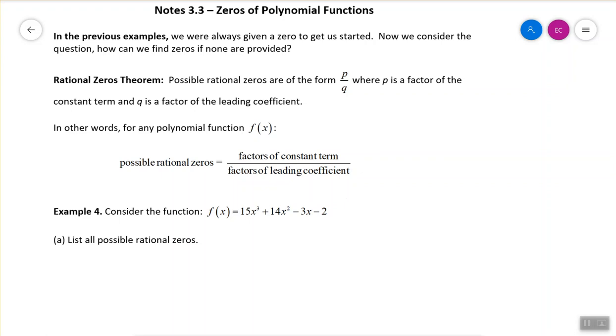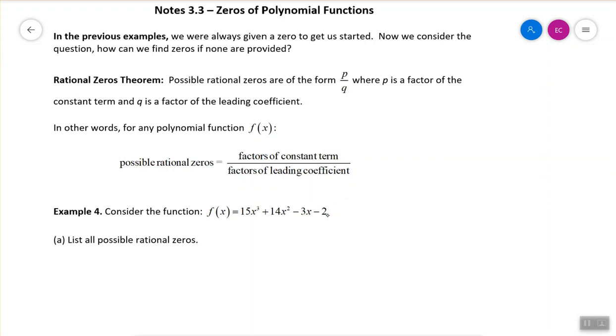It says that possible rational zeros are of the form p over q, where p is a factor of the constant term and q is a factor of the leading coefficient. So let's look at an example. Example 4 says f of x is equal to 15x cubed plus 14x squared minus 3x minus 2. Do you know which is the constant term? The constant term is negative 2.